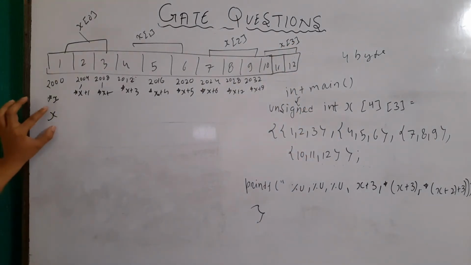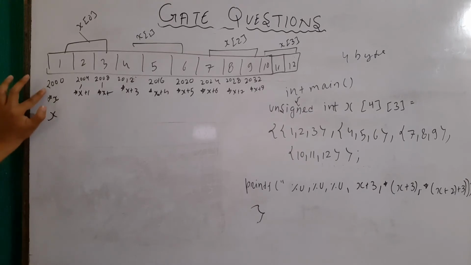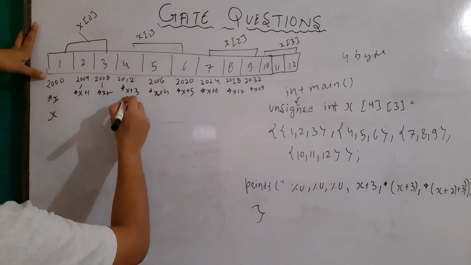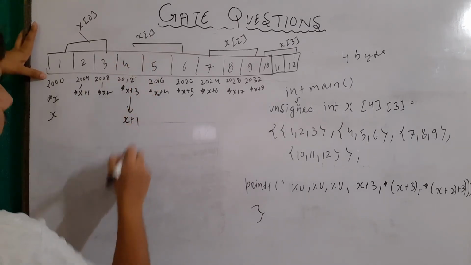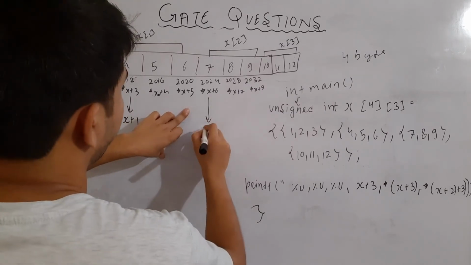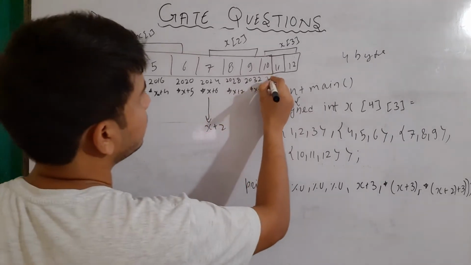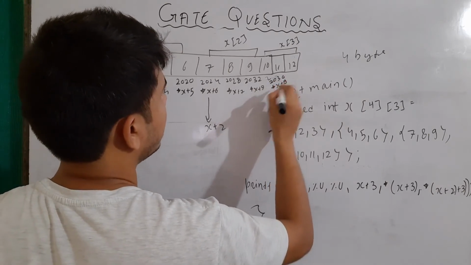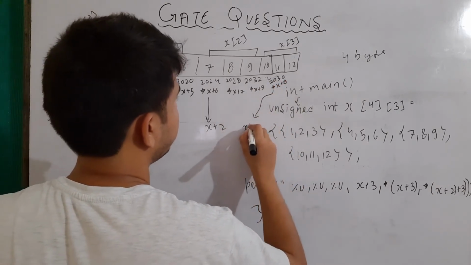So if I do here printf of x, it will give me output as 2000, or I do printf of asterisk x, it will also give me output as 2000. Okay, next array is this one, so this will also be equivalent to x plus 1, then this is equivalent to x plus 2, and here this is 2036, or I can write here asterisk of x plus 3, or it is equal to x plus 3.